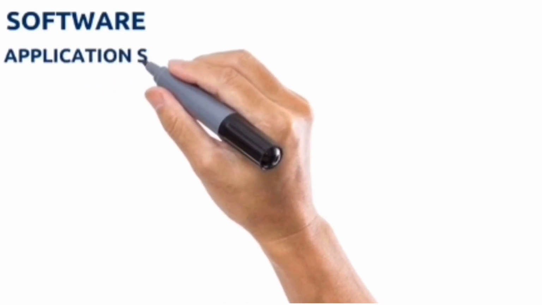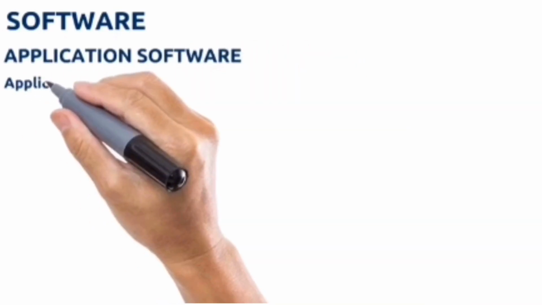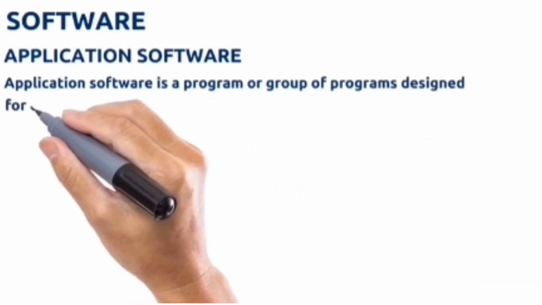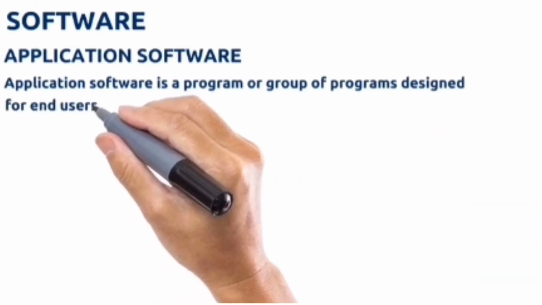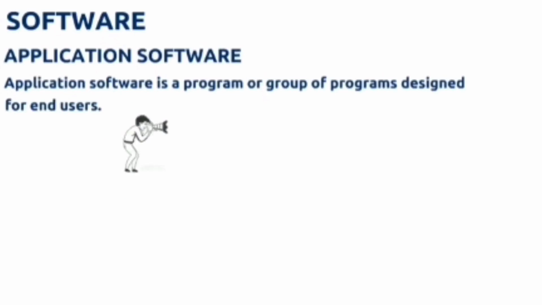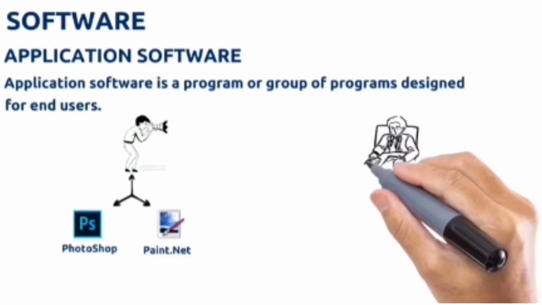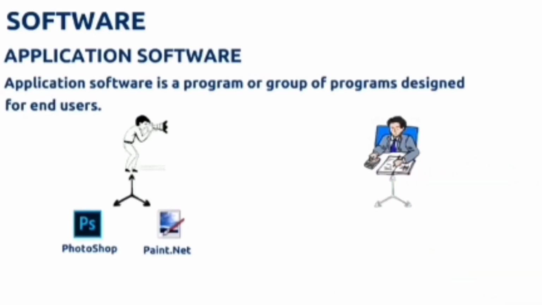Now, application software. Application software is a program or group of programs designed for end users. What is an end user? That means the user of the product. Some examples are Photoshop, Paint.NET. You can take some general examples like Facebook, WhatsApp, Flipkart.